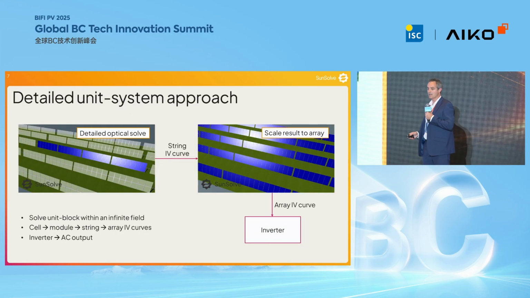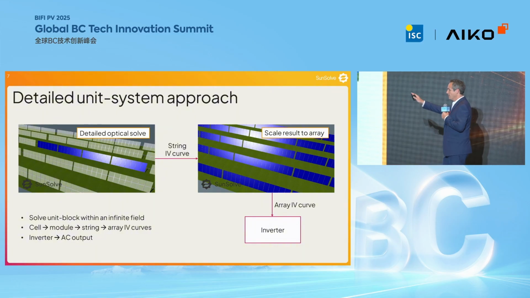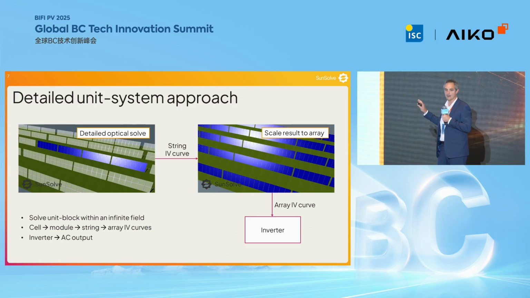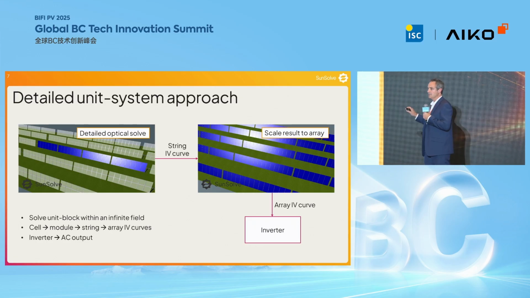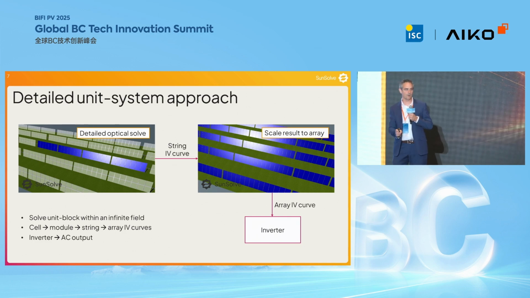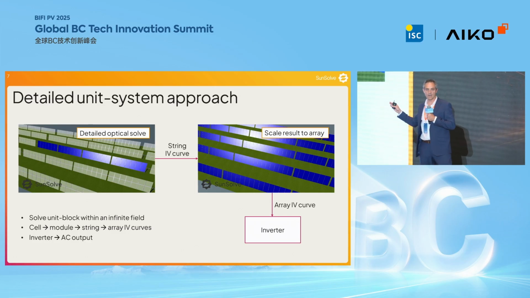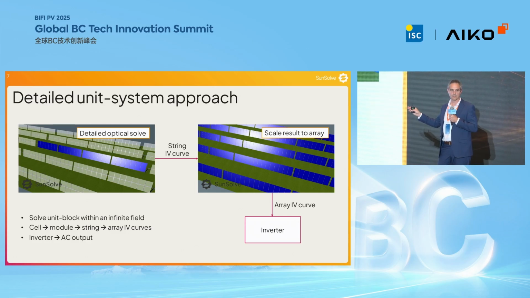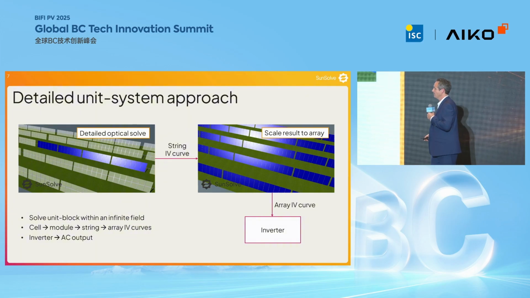We use a detailed unit system approach. So if you look at that first picture, you can see the panels that are in blue. We're going to solve that in a very high level of detail. And this is very similar to what Andreas was saying with the IBC cell, where we just pick a repeating part of it to solve accurately like this. Now, in the system case, we might have 100 modules in that space. You could have gaps and different pieces of structure.